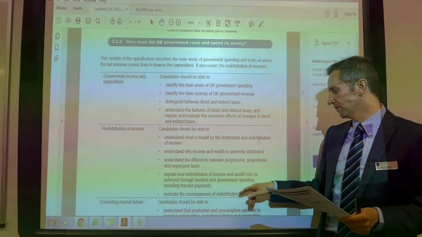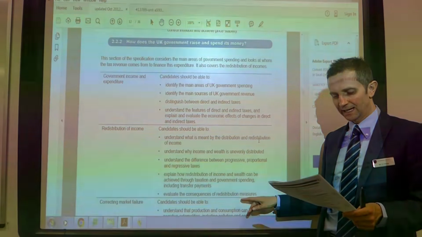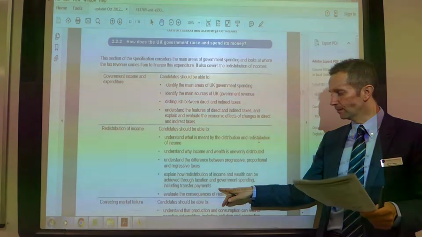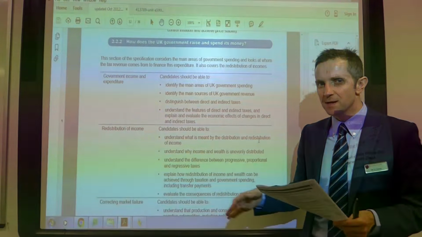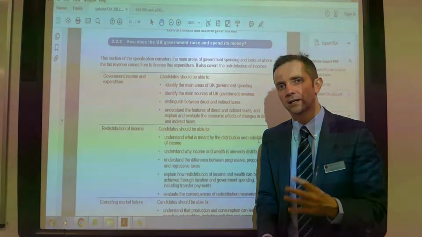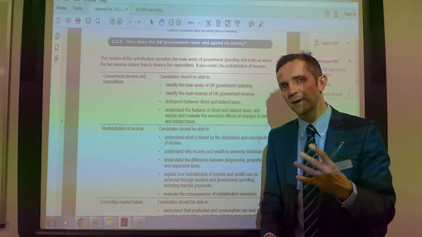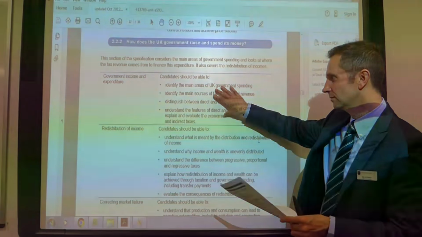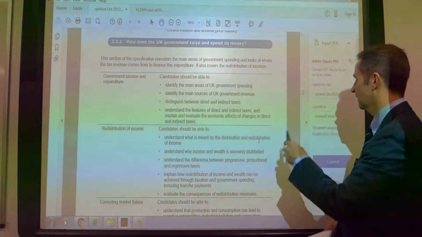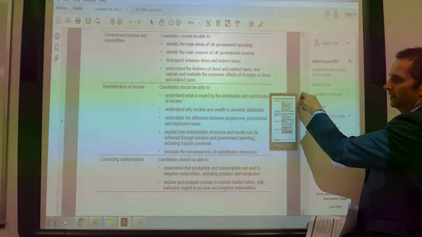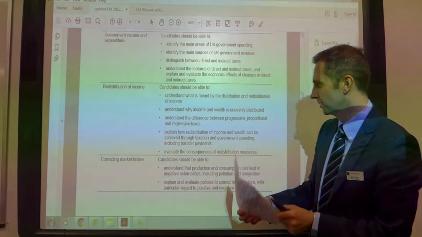Explain how the redistribution of income and wealth can be achieved through taxation and government spending, including transfer payments. So that question has been asked in part because there was a question about tax, but nothing about government spending and transfer payments, and that might link in to this top section as well. So again, quite a lot there. So we had a lot of blanks really in this particular section. You need to be brushing up your knowledge.